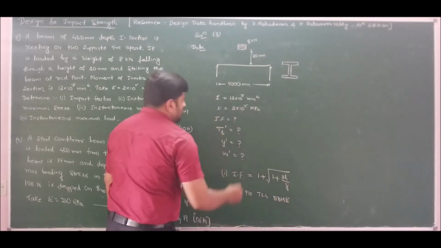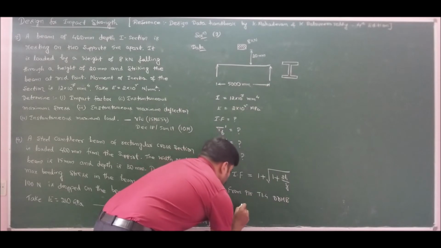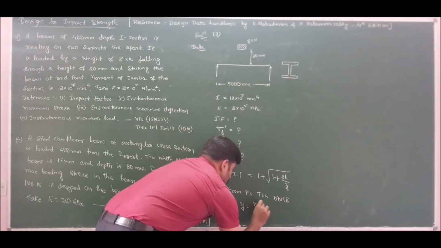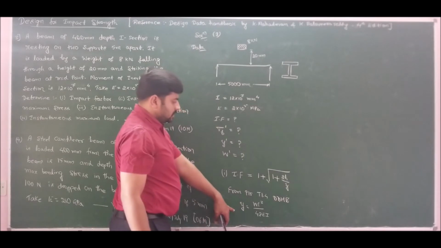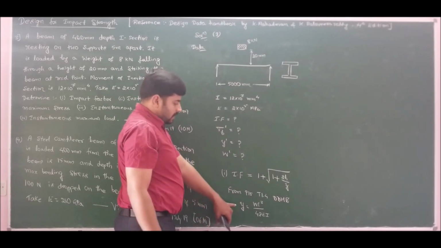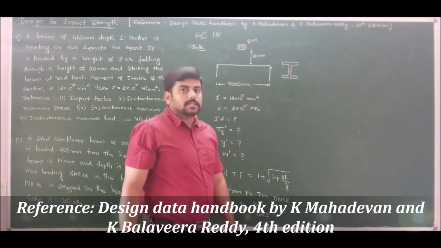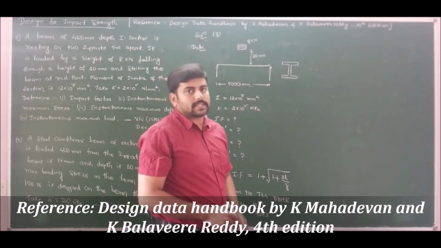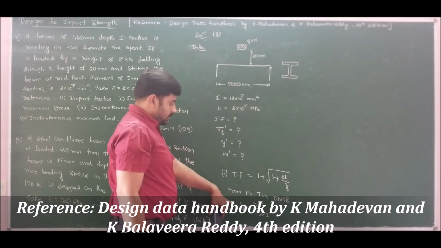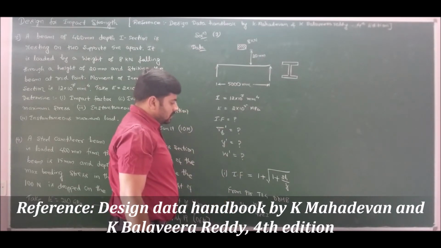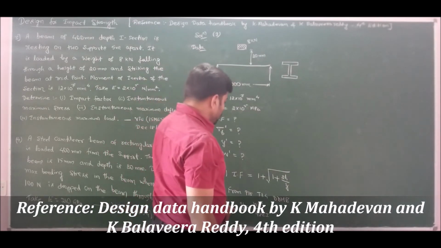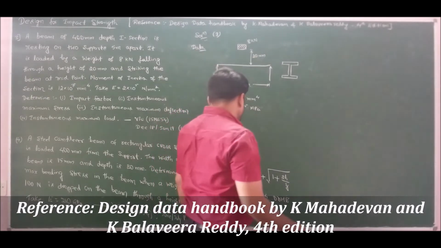For SSB loaded centrally, we have static deflection given by FL cube by 48 EI. So this is a standard equation. As a mechanical engineer, one should know the maximum deflection for a simply supported beam loaded centrally. Now you know all the values, substitute and calculate the value of Y. Finally we will get the value of impact factor.